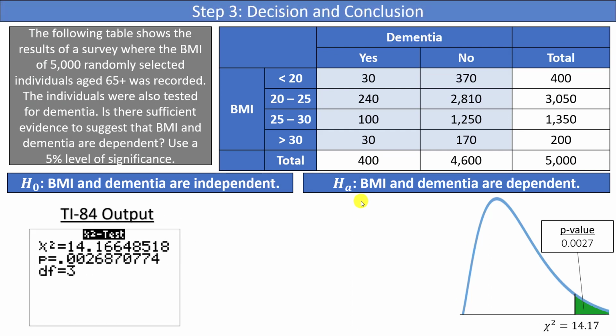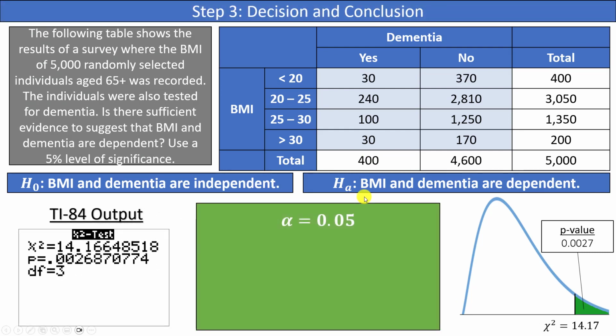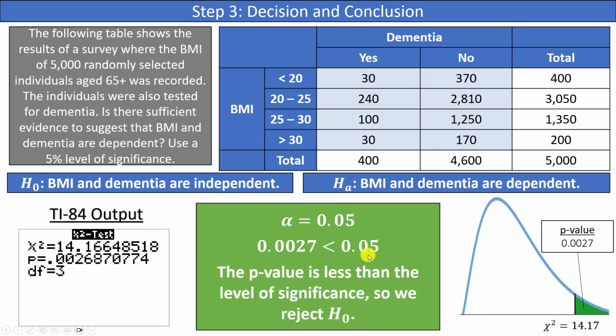All right, at this point, we're almost done. All we have to do is the decision and conclusion. The decision is going to be made by comparing the p-value to the level of significance. So we had a 0.0027 p-value, which is less than the level of significance of 0.05. So the p-value is low, the null has to go. We're going to be rejecting our null hypothesis.